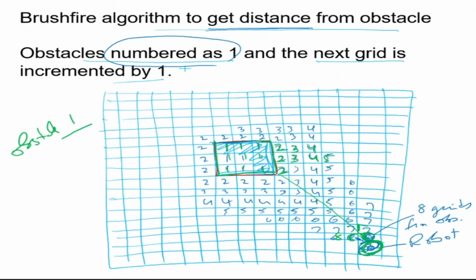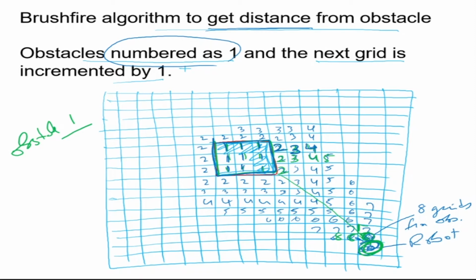Okay, so let's look at this here. So this is my obstacle. The obstacle is assigned 1, and we increment the next square by 1 unit. So if this is 1, then that is 2, and this is 2, then it's 3, 4, like that. We keep increasing.